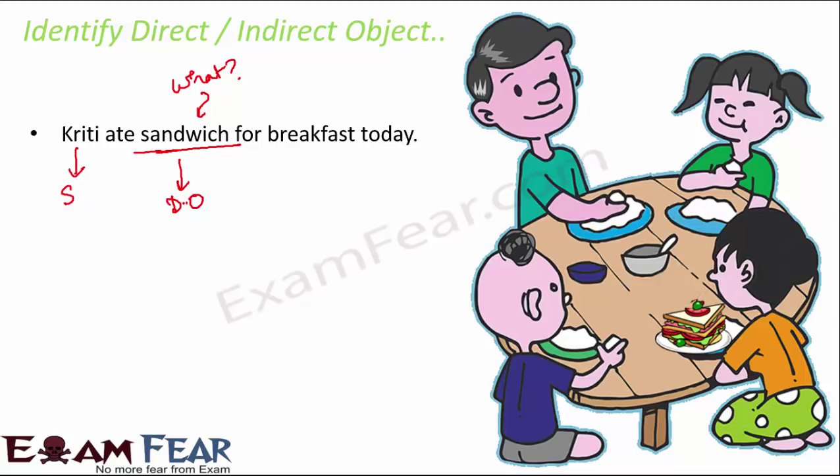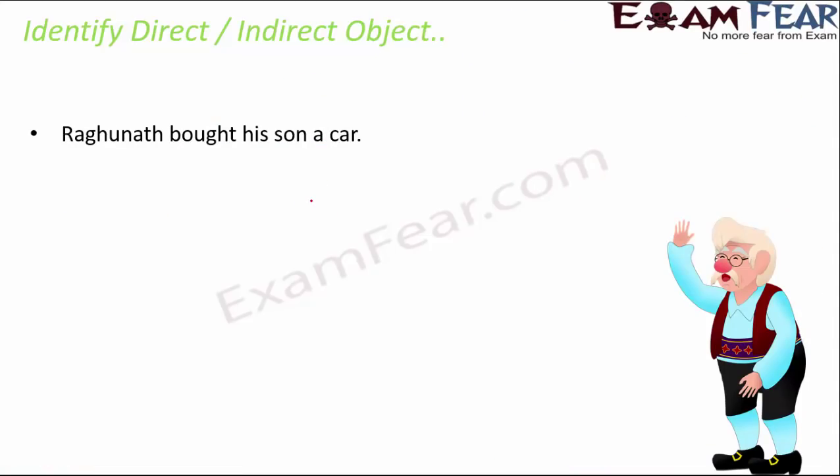Now what about the indirect object? If we ask, Kriti ate sandwich for what? If you ask the question for what, then the answer would be breakfast. So breakfast is the indirect object. It's not difficult at all. So you just need to remember what question you need to ask to find out the direct object and indirect object. Let's look at the next example.